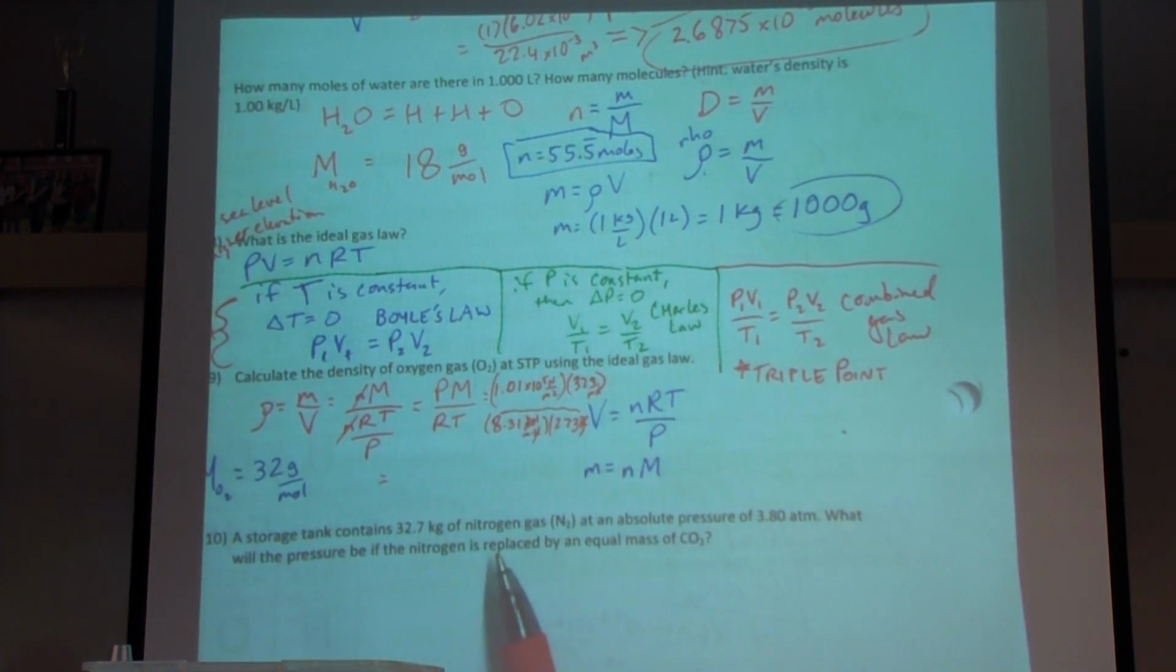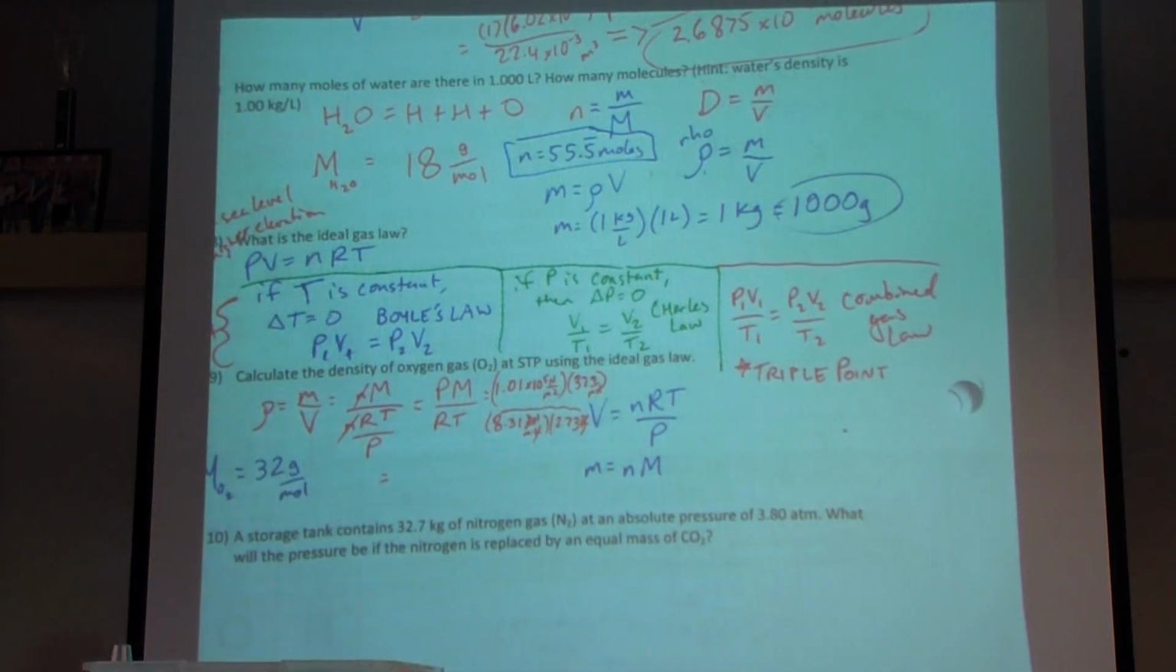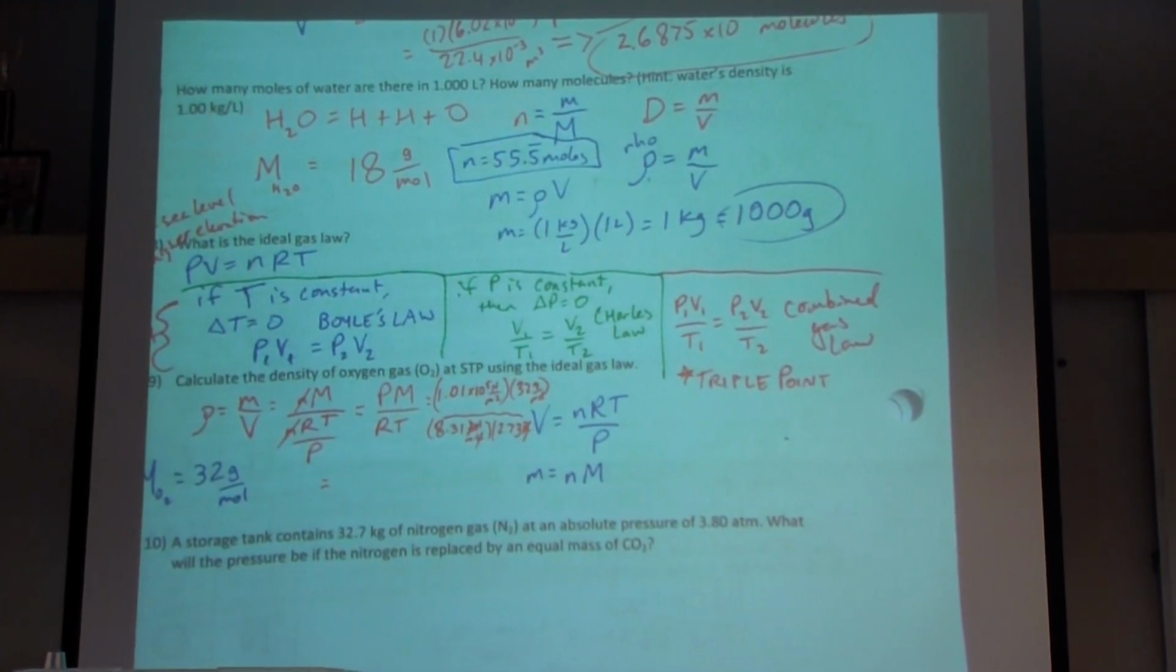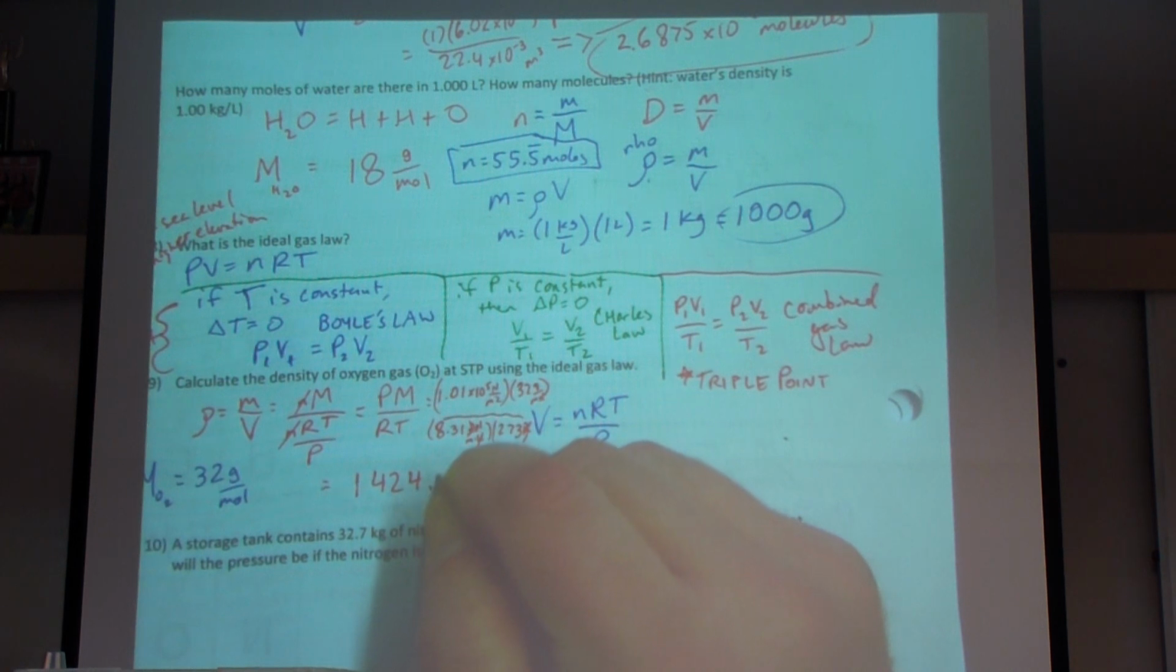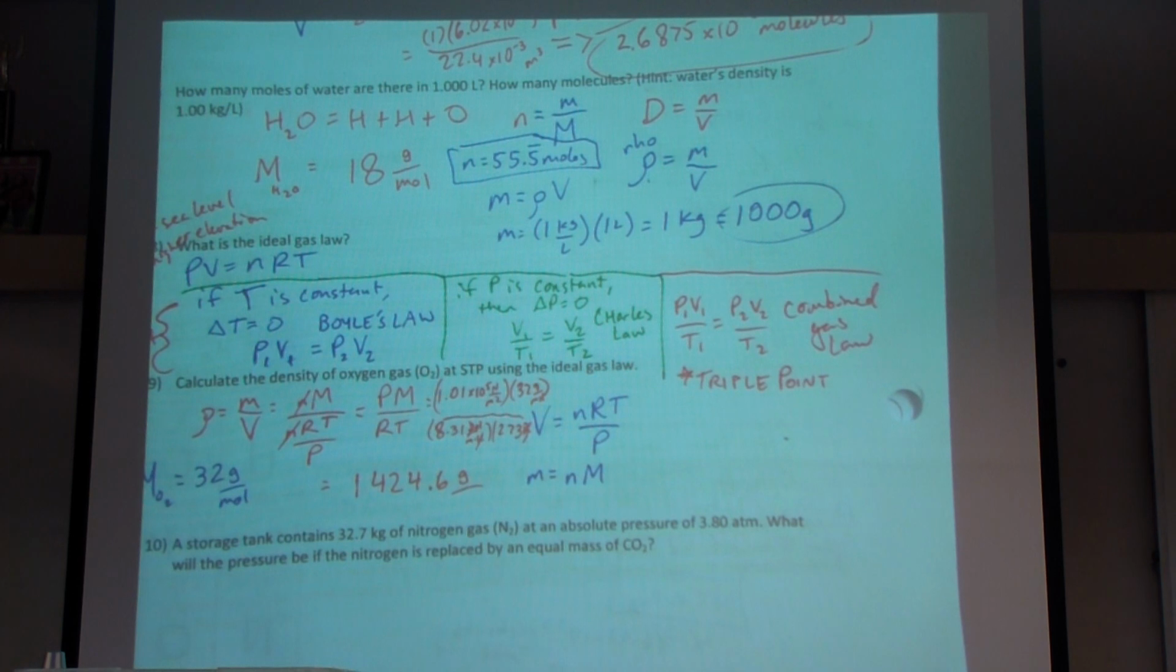When we solve it, we end up with, oh man, I didn't actually do it. Okay, 32 times 1.01 x 10 to the 5 divided by 8.31. I end up with 1,424.6 grams per, I want to say it's meters cubed.